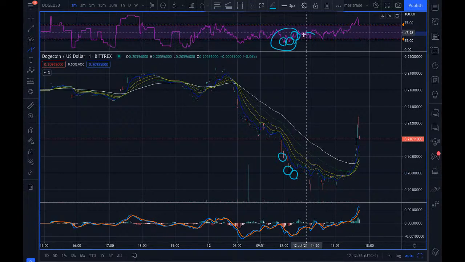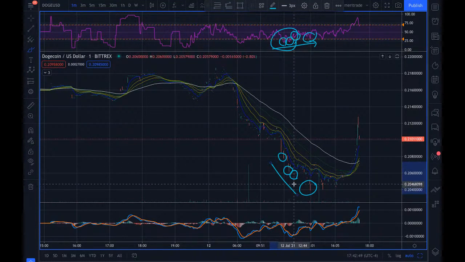And then when it dropped down yet again and stayed up there on the RSI, this is going upwards, and this is going down. That is, I think, one of the best ways to trade, but I'm not telling you what to do.